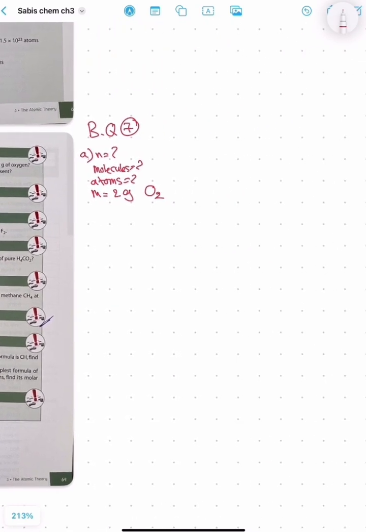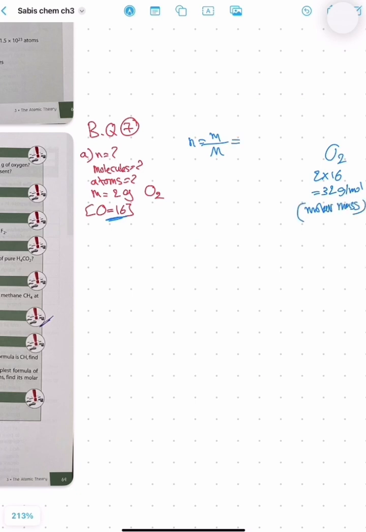So let's start. The question should also give you the atomic mass of oxygen, which is 16. Don't worry, the question will give it to you. How can I calculate number of moles? Start with number of moles first. Mass over molar mass. So it's oxygen, O2. O is 16, so 2 times 16, 32 grams per mole. This is the molar mass.